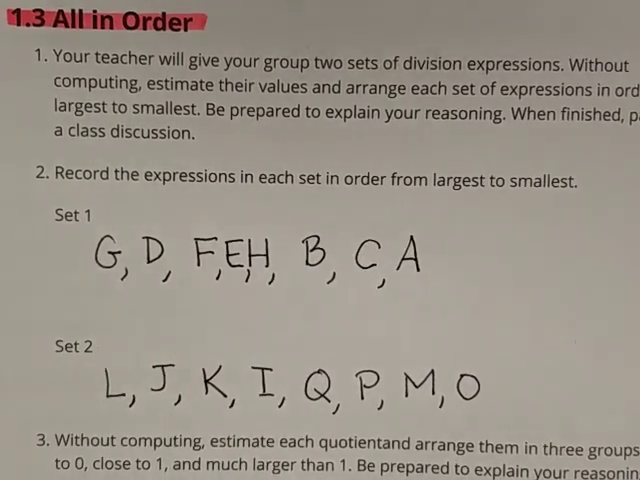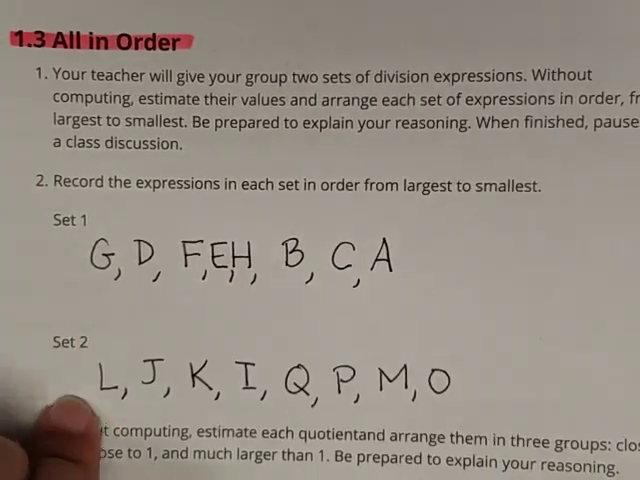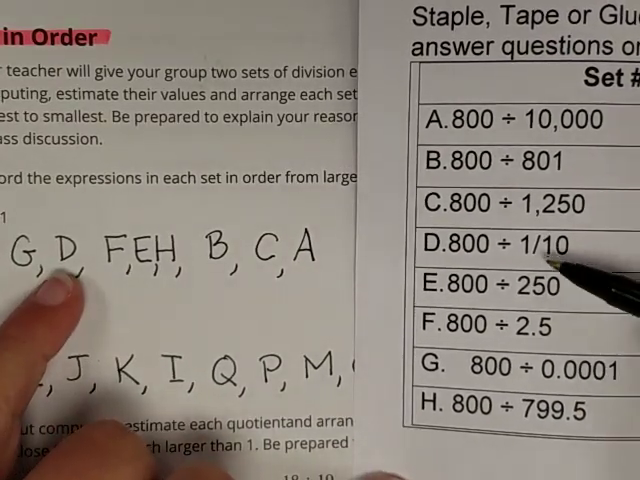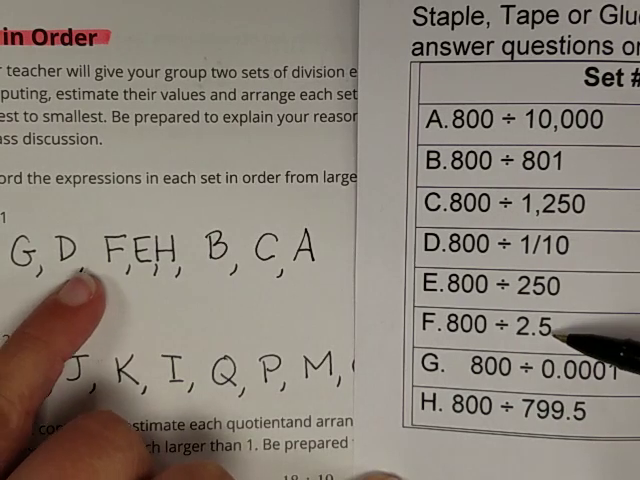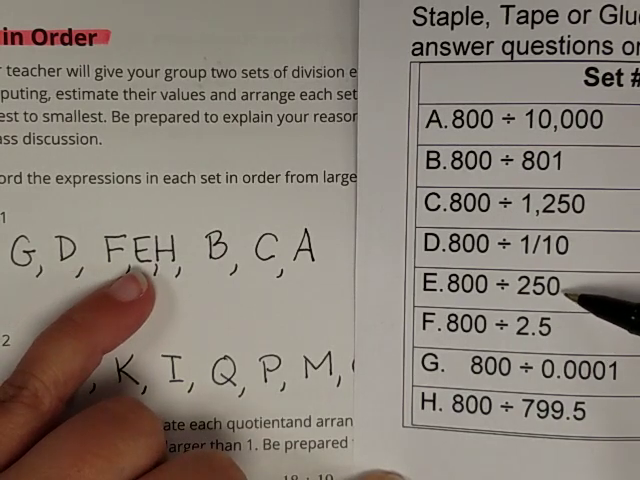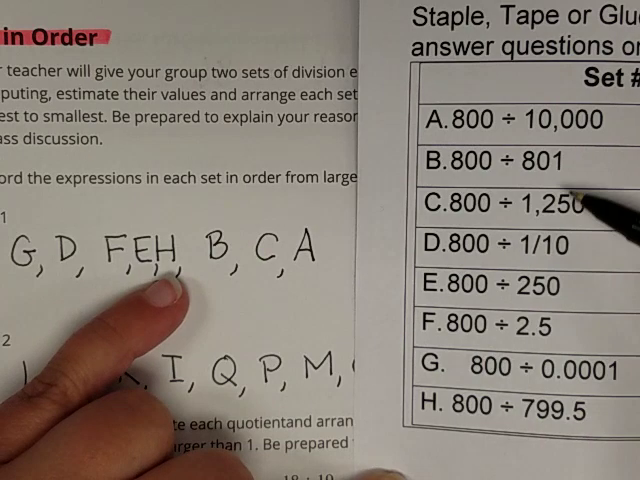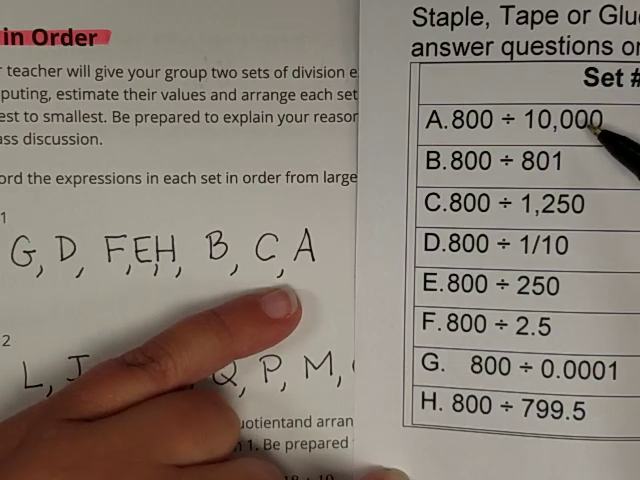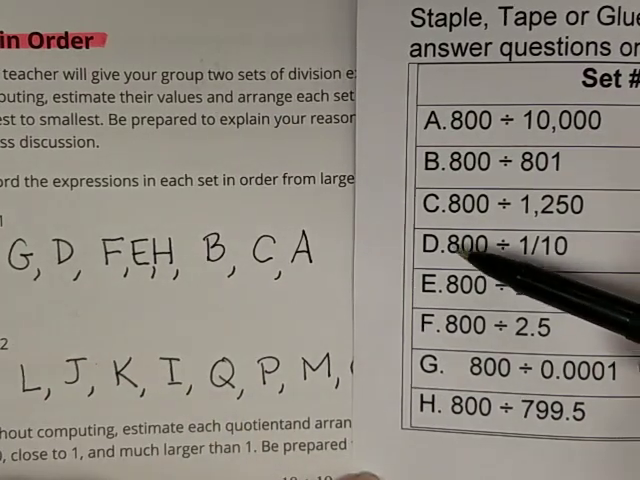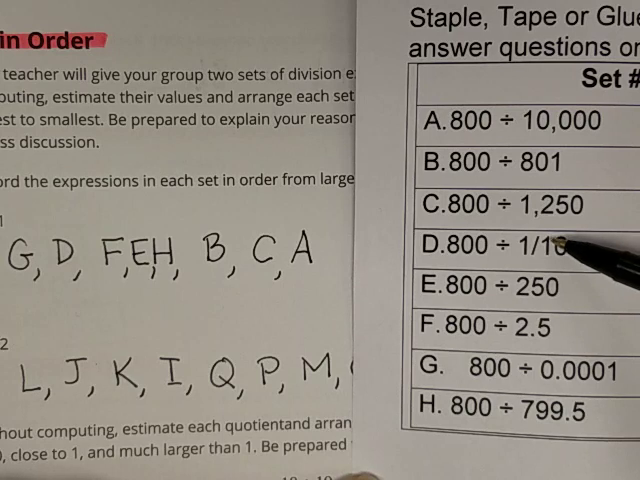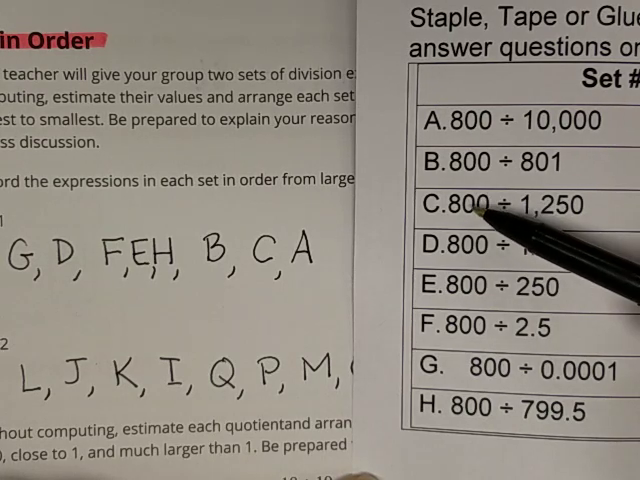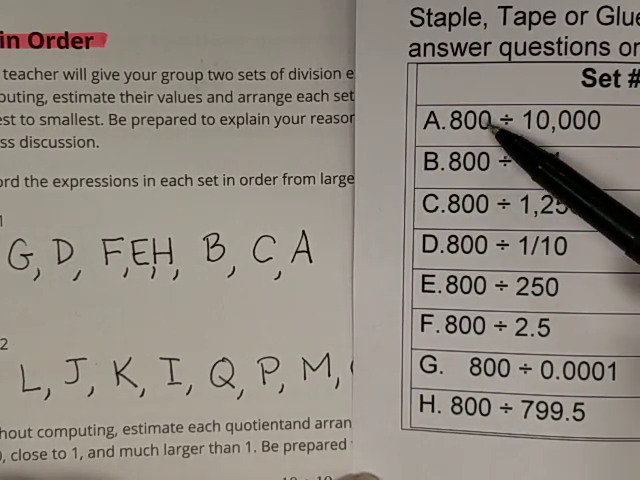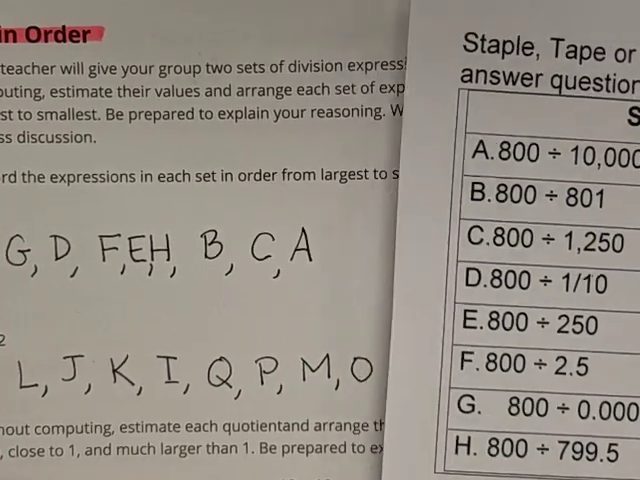All right, here are the answers. So your largest value was G, and then D, and then F, and then E, H, then B, then C, then A. Hopefully you notice a pattern that when your dividend is bigger than your divisor, your number is going to be bigger, and that when your dividend is less than your divisor, like right here, your answer is going to end up being way smaller. So that was a good pattern, hopefully, that you recognized here.